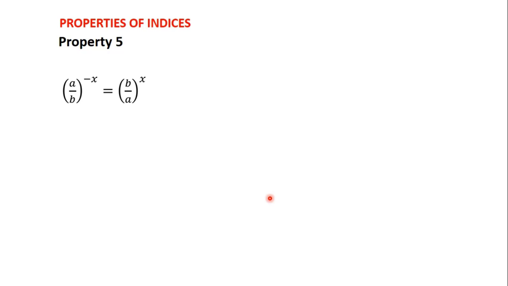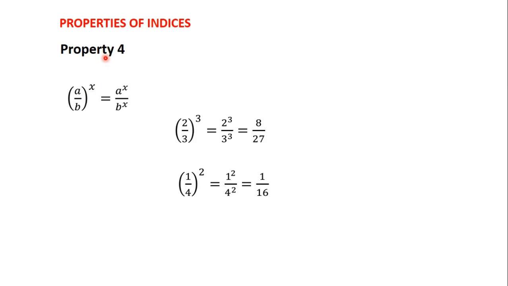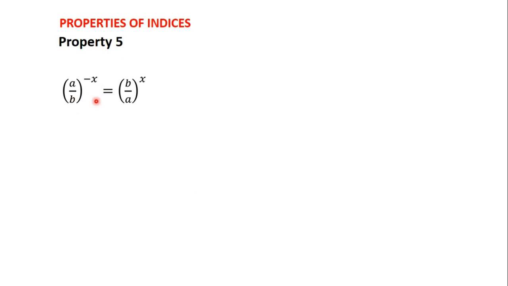Let's consider the fifth property. If you have a divided by b exponent minus x. So in the fourth property, we had a divided by b exponent x. The fifth property is a divided by b exponent minus x.